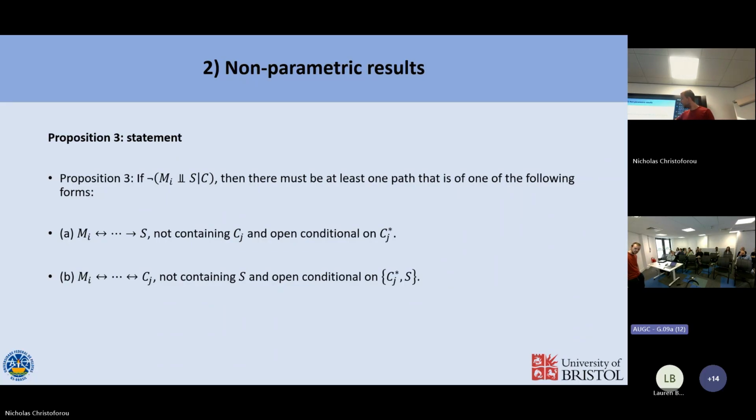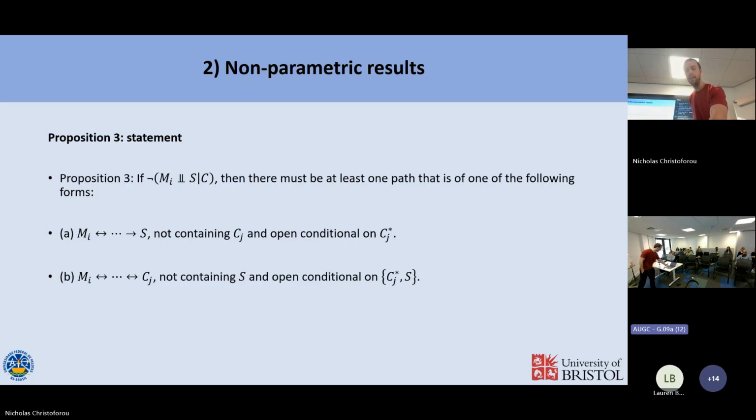And B is actually equal to the B of proposition 2. I have a path between Mi and Cj, not containing S and open conditional on Cj star and S. Again, not trivial, not something where you can say, oh yeah, it's intuitive, at least not to me. But again, proofs are at the end of the slides if you want to go down the route. The point is, do you get what the propositions are stating? Okay, that's all I need for the rest of the presentation.